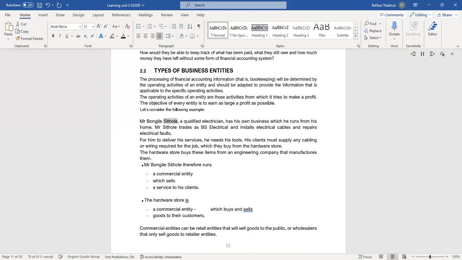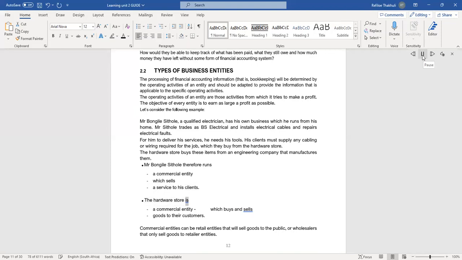Mr. Bongil Sithole, a qualified electrician, has his own business which he runs from his home. Mr. Sithole trades as BS Electrical and installs electrical cables and repairs electrical faults. For him to deliver his services, he needs his tools. His clients must supply any cabling or wiring required for the job, which they buy from the hardware store. The hardware store buys these items from an engineering company that manufactures them. Mr. Bongil Sithole therefore runs a commercial entity which sells a service to his clients.